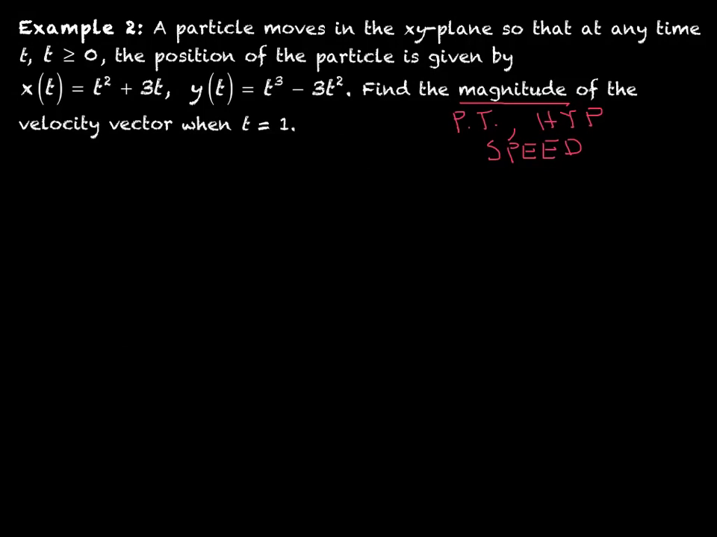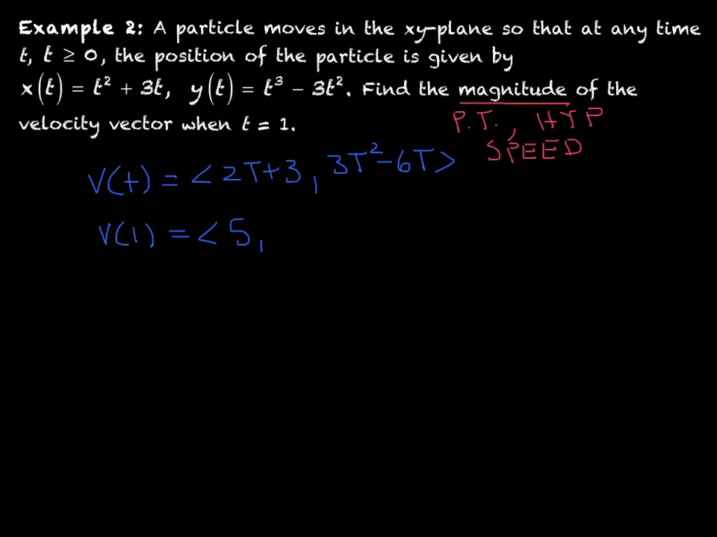And so we are going to get the velocity vector, and the velocity vector is going to be 2t plus 3, comma 3t squared minus 6t. All right, and then we want to plug in 1. So our velocity when time is 1 is going to be 5 and negative 3.